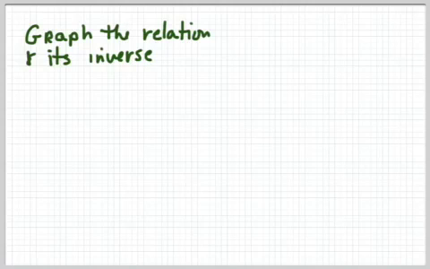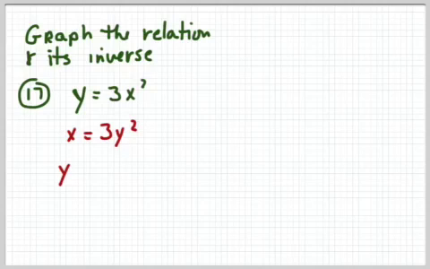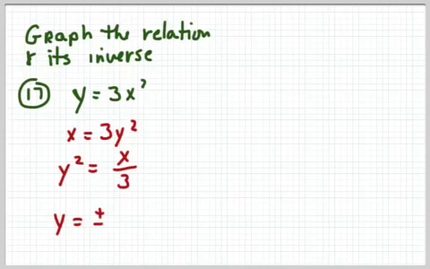Okay, so in 17, our relation is given to us as y equals 3x squared. Now, you could find the inverse if you wanted to. We don't necessarily need to because it said to just graph them. Let's go ahead and do it. So we flip-flop x and y. We're going to solve this for y, so we divide by 3. And we square root both sides. So it's plus or minus. Remember, we get plus or minus when we square root. So there would be one form of our answer.